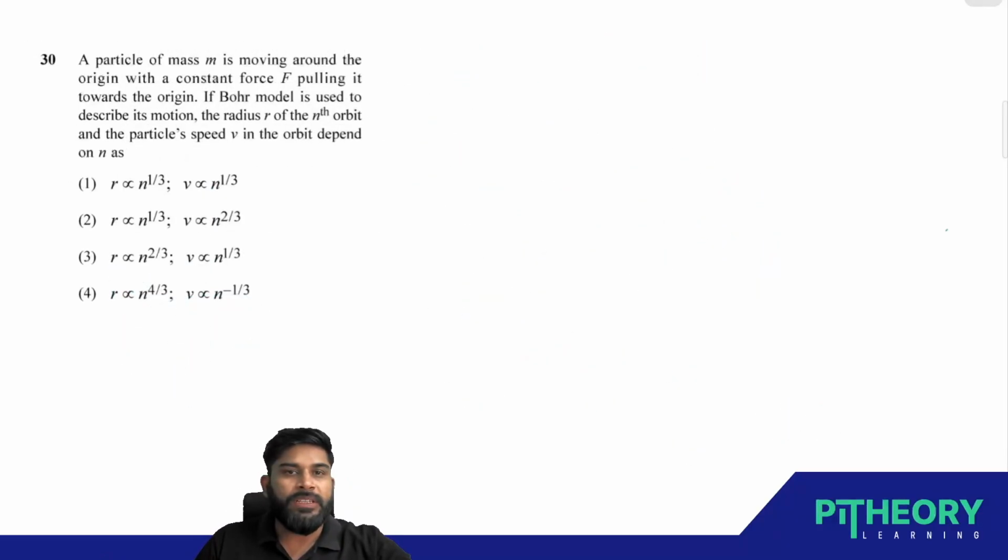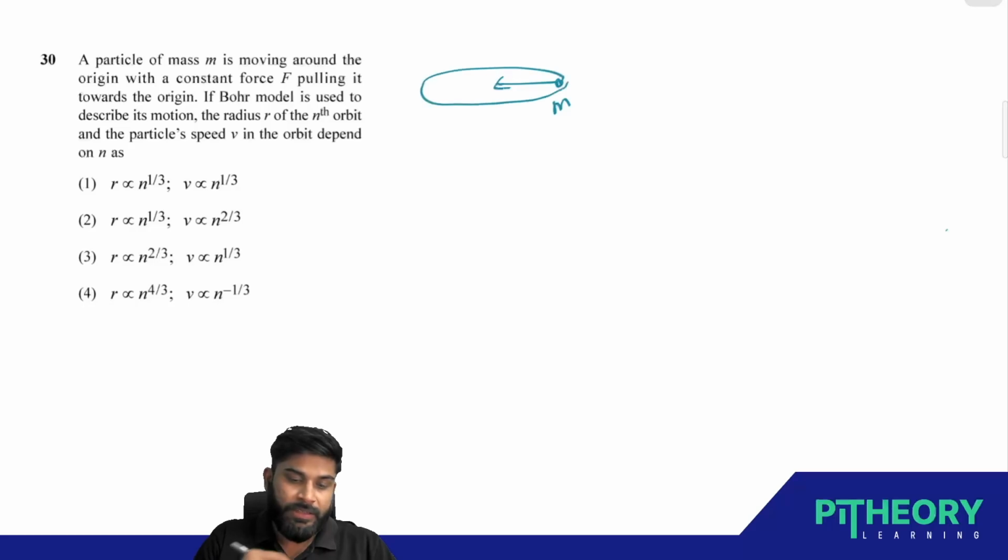And now question number 30. A particle of mass m is moving around the origin with a constant force F pulling it towards the origin. We have a particle of mass m. This is pulled towards the origin. It is moving around the origin, correct? This is the origin we are taking, by a force F.